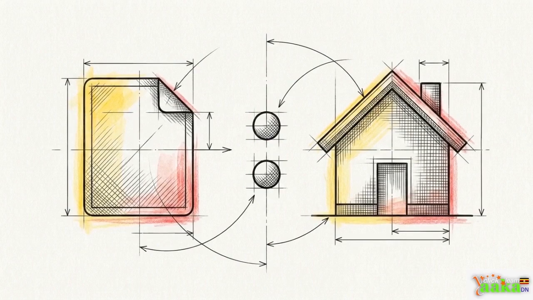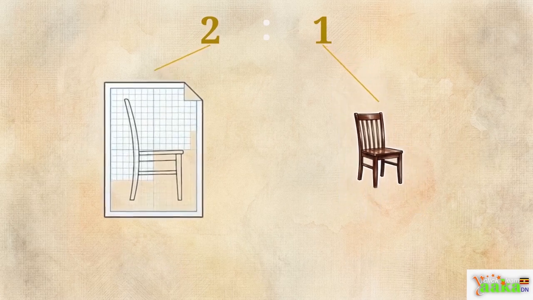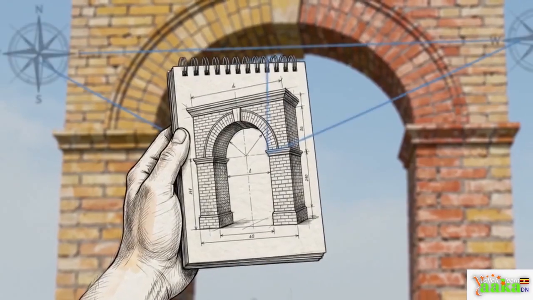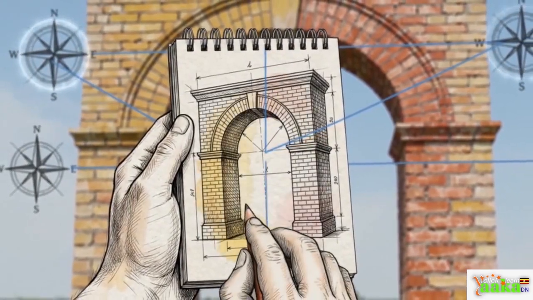A helpful trick to remember which number is which is the phrase drawing to reality, or D to R. The first number is always your drawing, and the second is the real object. So a 1:2 ratio means the drawing is half the size of reality. A 2:1 ratio means the drawing is twice as big. The scale factor acts as a universal translator. It ensures that whatever you sketch on a tiny notepad perfectly matches the true proportions of the real world.